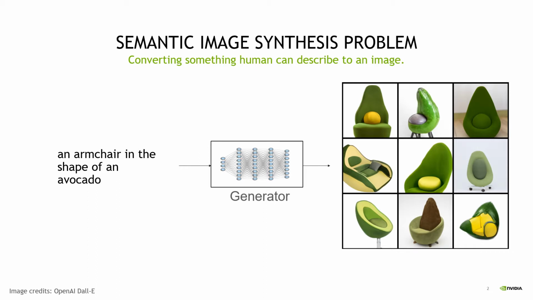And I think many of you have seen these images. They're from the OpenAI DALL-E model. It is based on a transformer trained on a huge quantity of text-image pairs.